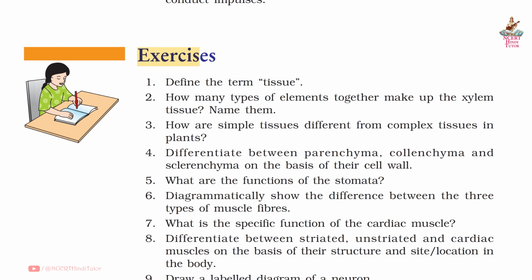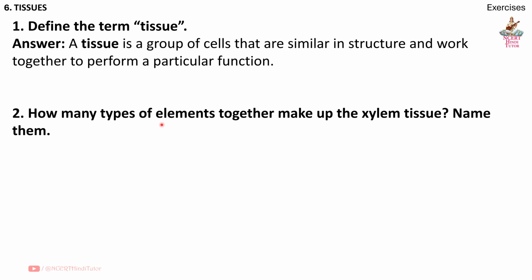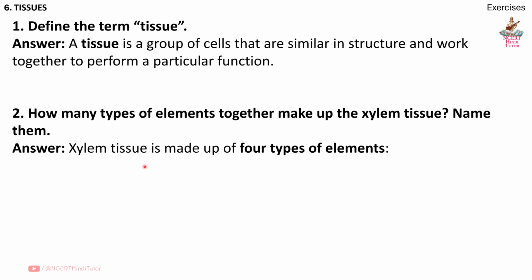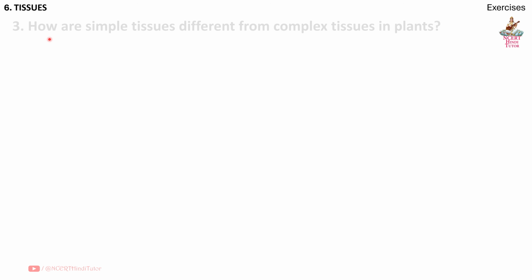Next, exercises. Question 1. Define the term tissue. Answer: A tissue is a group of cells that are similar in structure and work together to perform a particular function. Question 2. How many types of elements together make up the xylem tissue? Name them. Answer: Xylem tissue is made up of 4 types of elements. First, tracheids. Second, vessels. Third, xylem parenchyma. Fourth, xylem fibers.